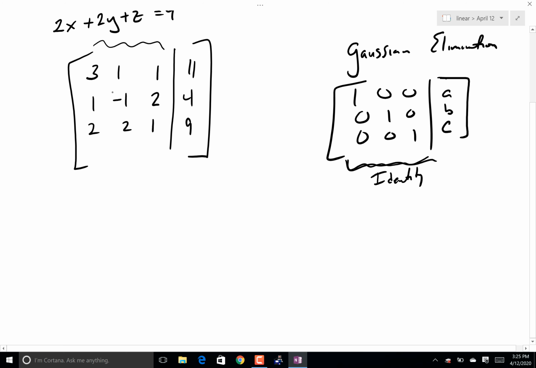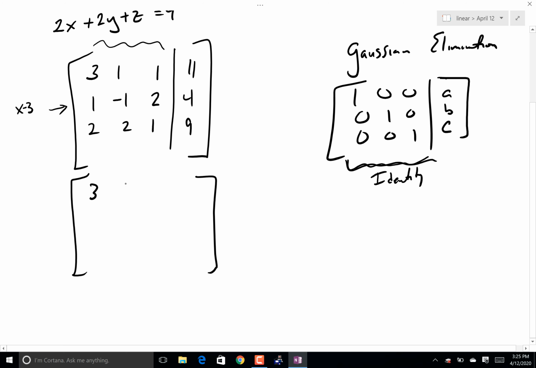Now, to play that game, let's see what happens. Well, first and foremost, I would like to get a 0 here. What would I do to get a 0 there? Well, I could times this row by 3 and then subtract it from the top row, or I could times by -3 and add it to the top row. So that's what I'm going to do.